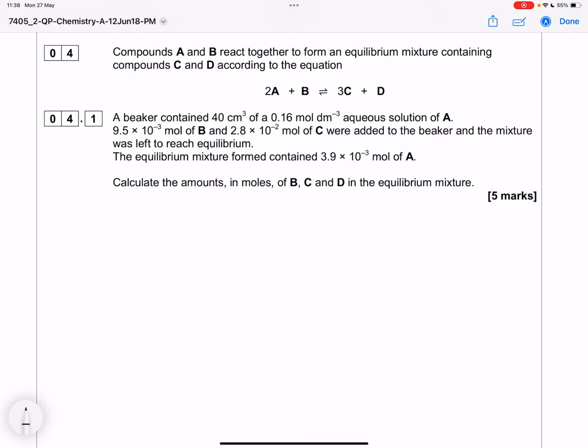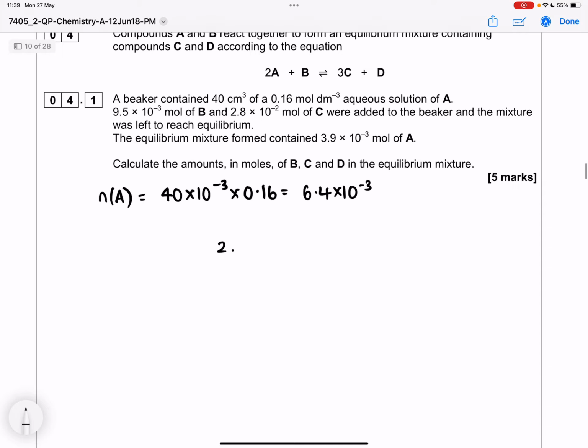So the first thing that we need to do is, the very first amount of A is not in moles, and we need everything to be in moles to be able to look at the ratios in the equation. So let's turn that into moles. So that's our first thing. If we type that on our calculator, we'll get 6.4 times 10 to the minus 3.